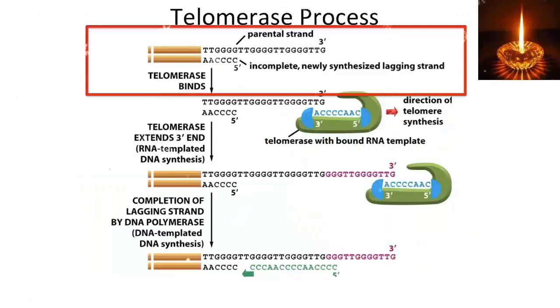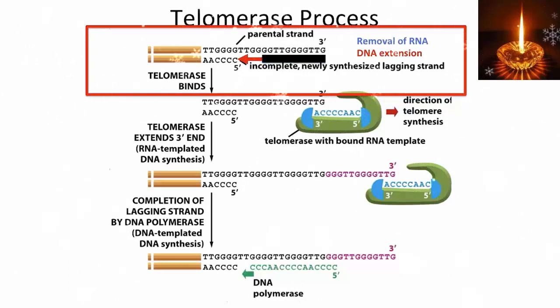Looking at this process, you have the parental strand with an incomplete, newly synthesized lagging strand. The 5' most RNA primer and DNA extension. But you simply can't get to the end because the RNA is taken away, leaving a segment of DNA that cannot be copied.